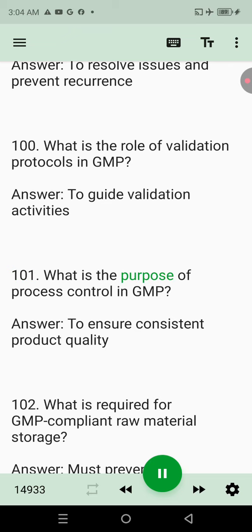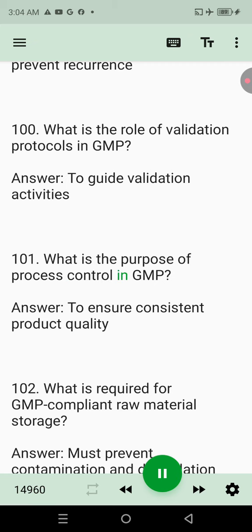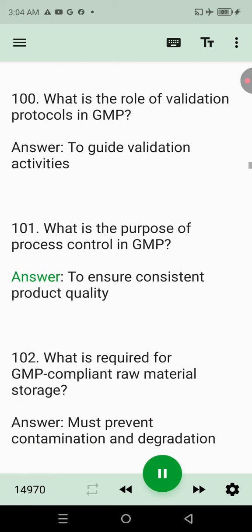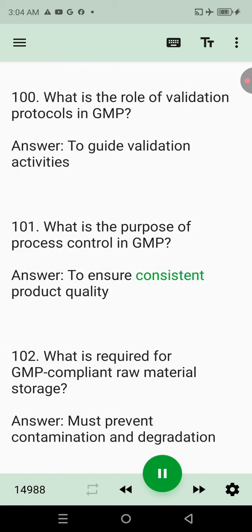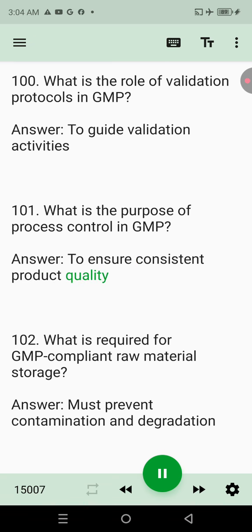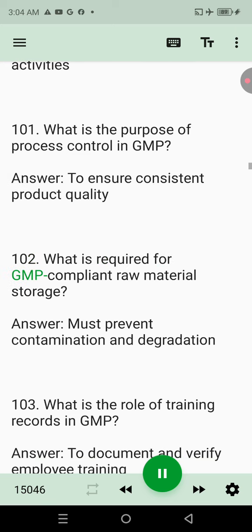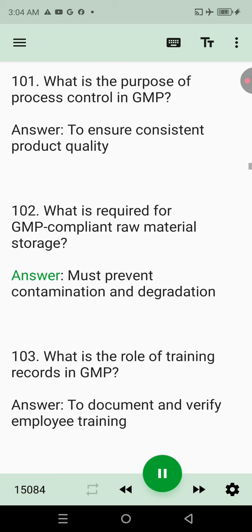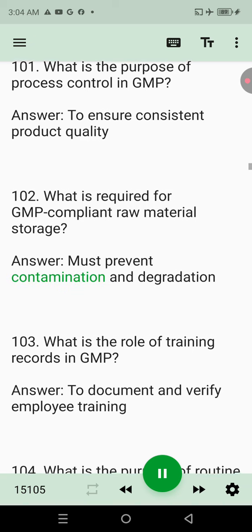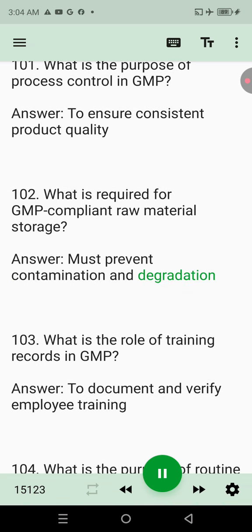101. What is the purpose of process control in GMP? Answer: to ensure consistent product quality. 102. What is required for GMP-compliant raw material storage? Answer: must prevent contamination and degradation.